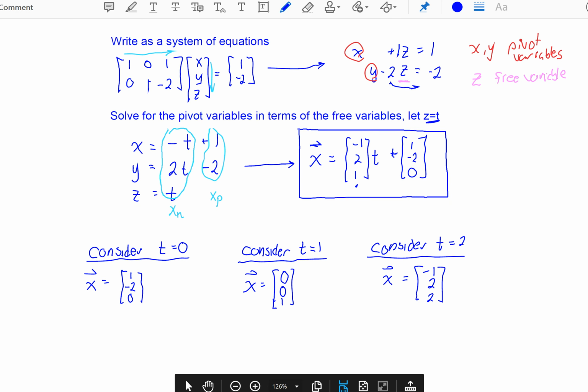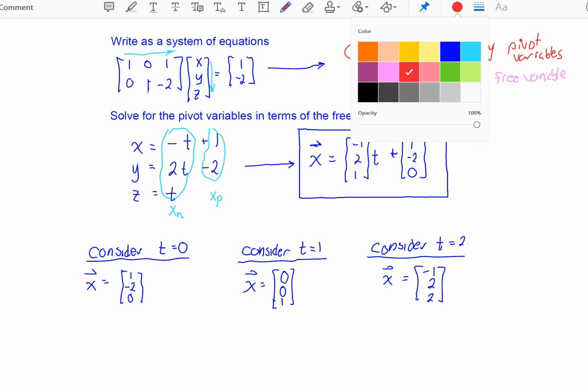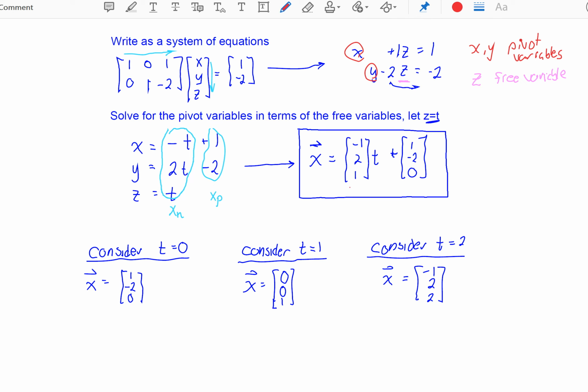Okay. So notice that for different values of t, we get different solutions each time. And in general, when I look at my solution, we want to identify that this is your homogeneous solution. This is your particular solution. Okay, let's try another example.